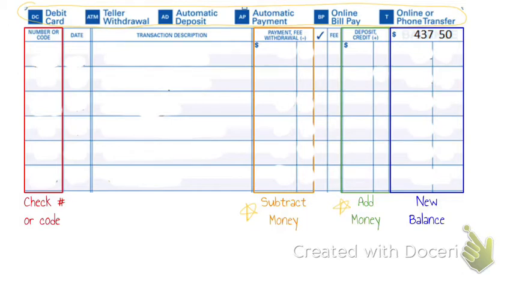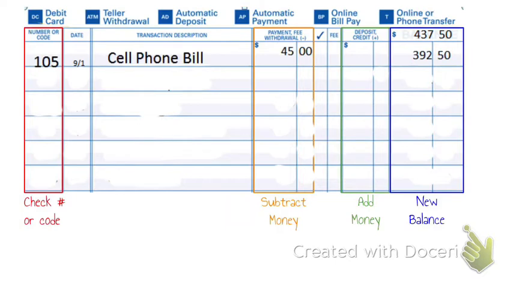So let's say first off you pay your cell phone bill, and you're going to use a check. How would we fill that out in our checkbook? So I put my check number here, the date, what it is, and then I'm subtracting money, I'm paying something, so I put it in that orange column. And then I come up with my new balance. So I take $45 and I subtract it from my old balance to get my new balance.